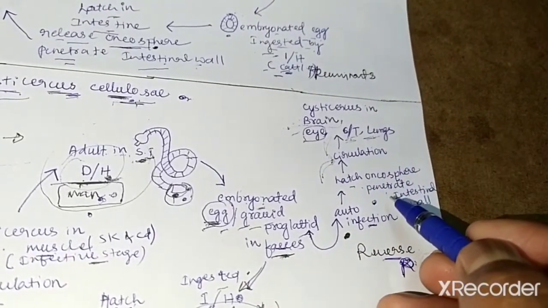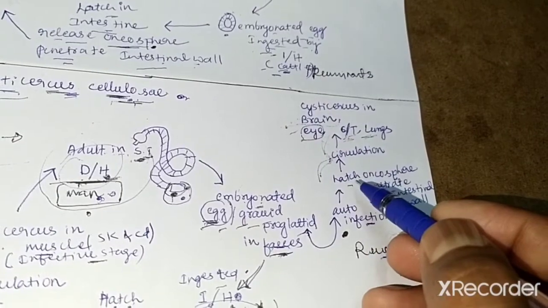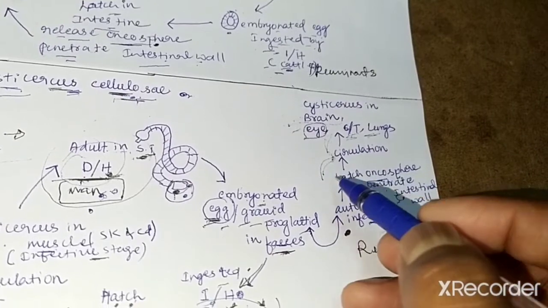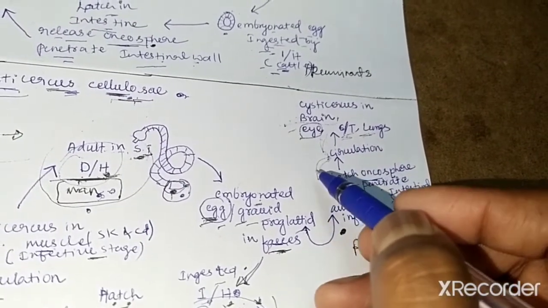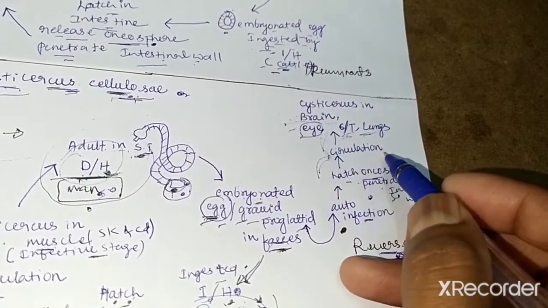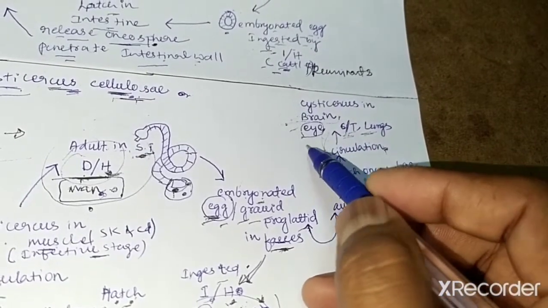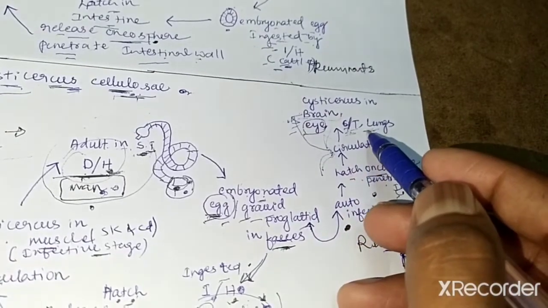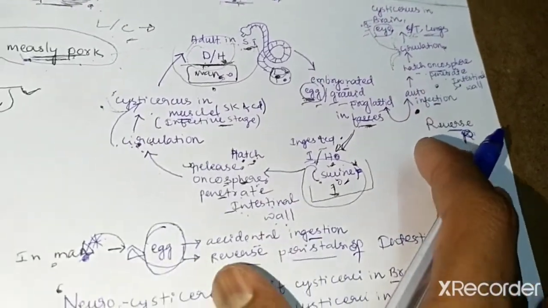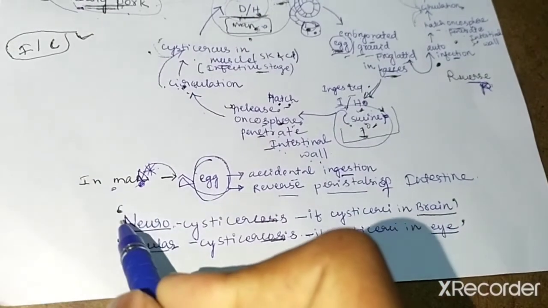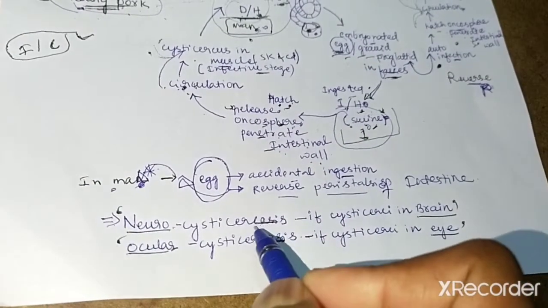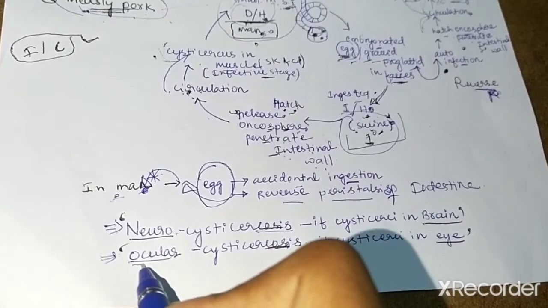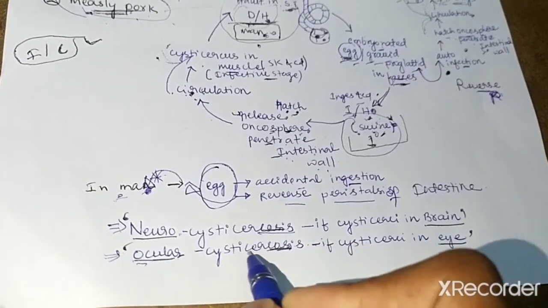After entering into the intestine, it will hatch, leading to the liberation of the oncosphere. This oncosphere will penetrate the intestinal wall. From the intestinal wall, it will enter into the vessels, that is the circulation. From circulation, it will reach other organs such as brain, eyes, connective tissues and lungs. If the cysticercus reaches the brain, such a case is known as neurocysticercosis in man. If cysticercus reaches the eye, then such a condition in man is known as ocular cysticercosis.